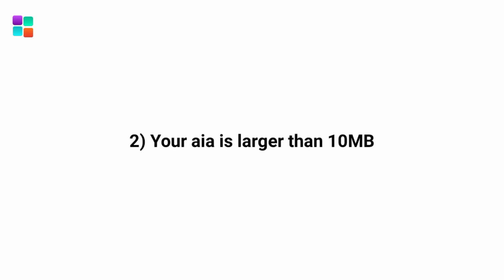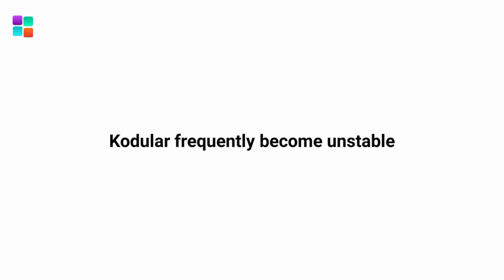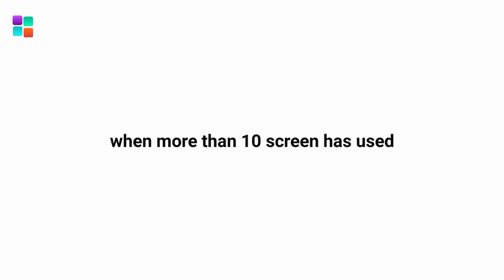Second possibility is, your AIA file is larger than the 10 megabyte limit allowed in AI2. The AIA cannot be larger than 10 MB. Third possibility is, you might have more than 10 screens in your app. AI2 frequently becomes unstable when more than 10 screens are used.